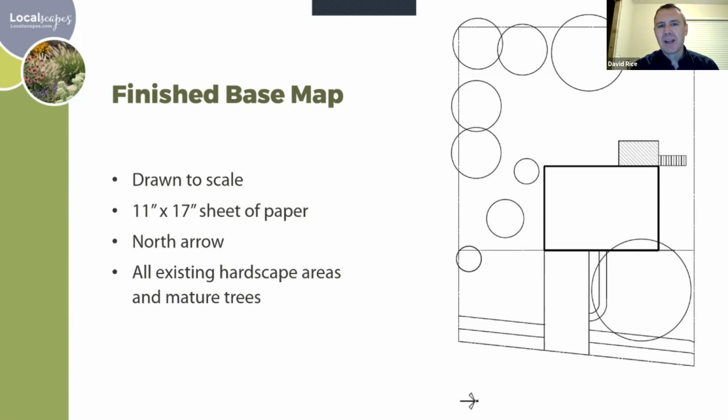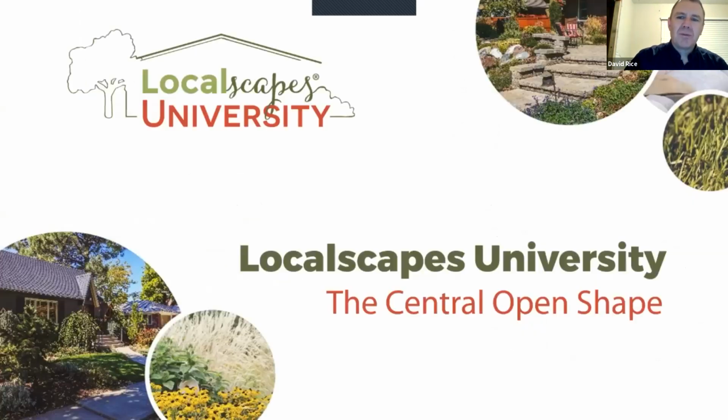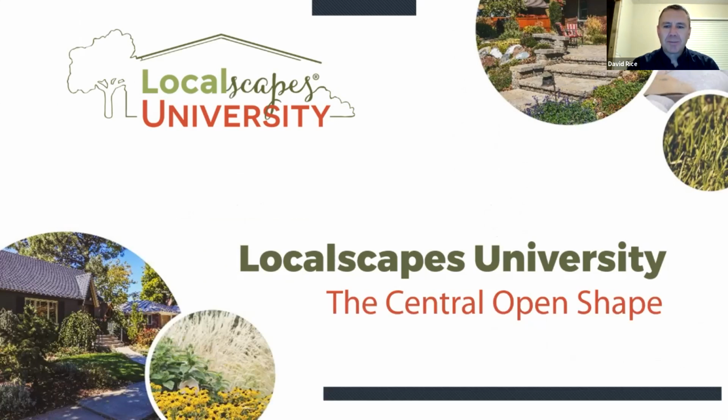And if you're interested in doing the Localscapes design class that's going to be coming up, this is one of those prerequisites that helps you understand that. You need to have a base map ready for that class if you're going to join it. We're going to start assuming your base map's done, and we're going to jump right into the design elements from there. So just giving you that little heads up. All right, so let's move on then to the central open shape.